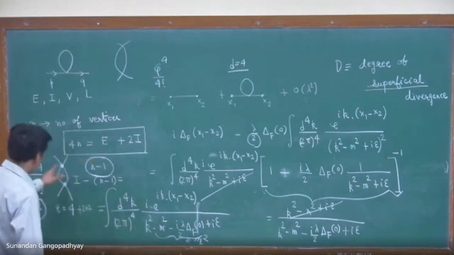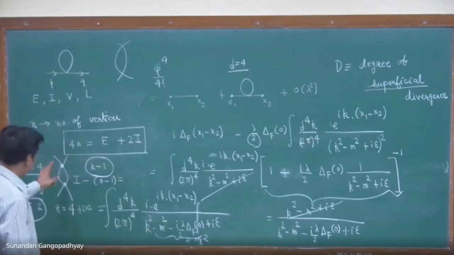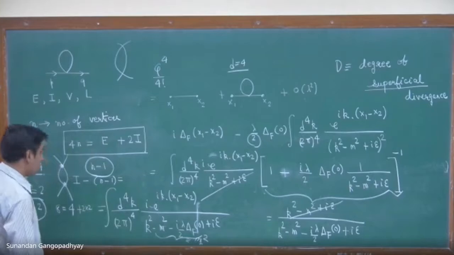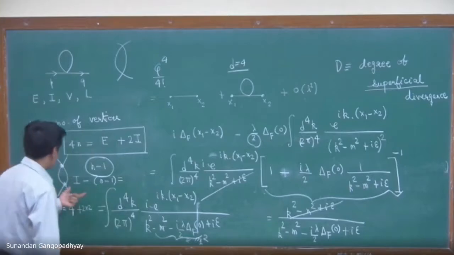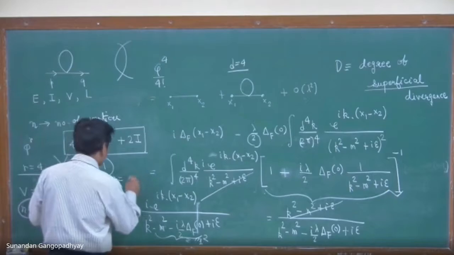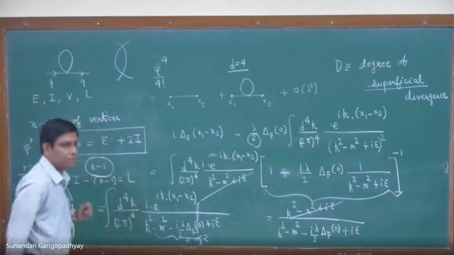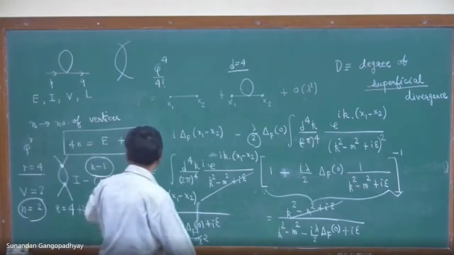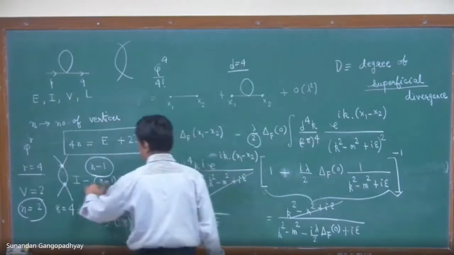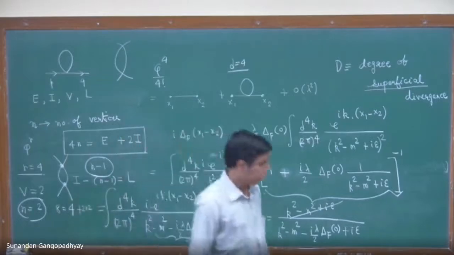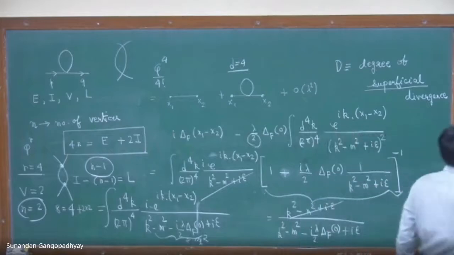you know that for every loop, if you have one loop, the number of independent momenta is 1. Therefore, the number of independent momenta is basically equal to the number of loops. So this is another relation between the number of loops, the number of vertices, and the number of internal lines. So we have one relation over here.